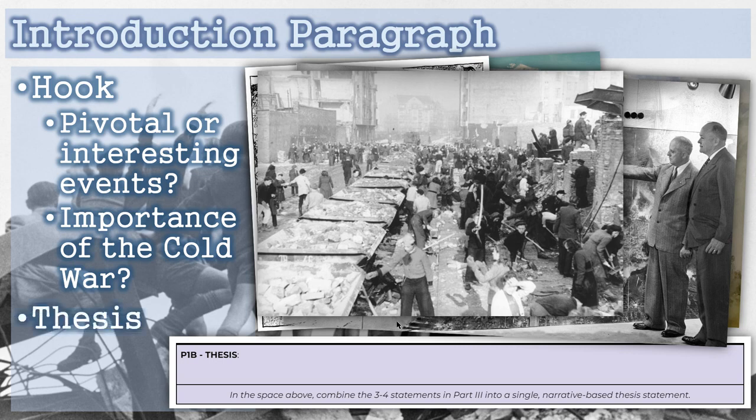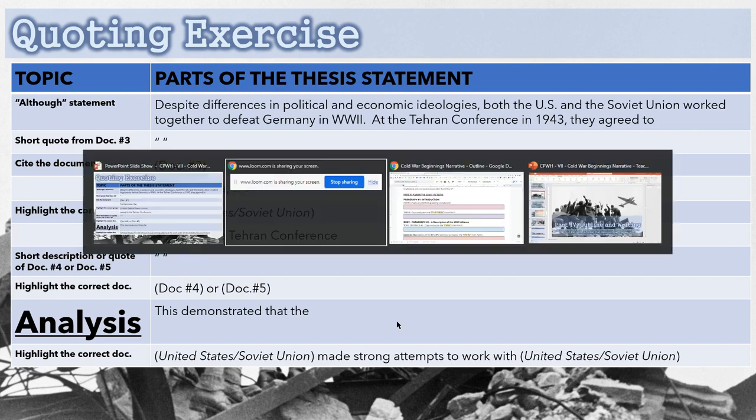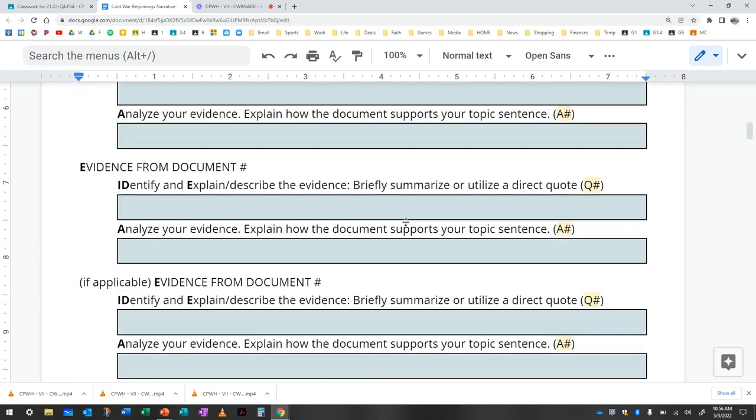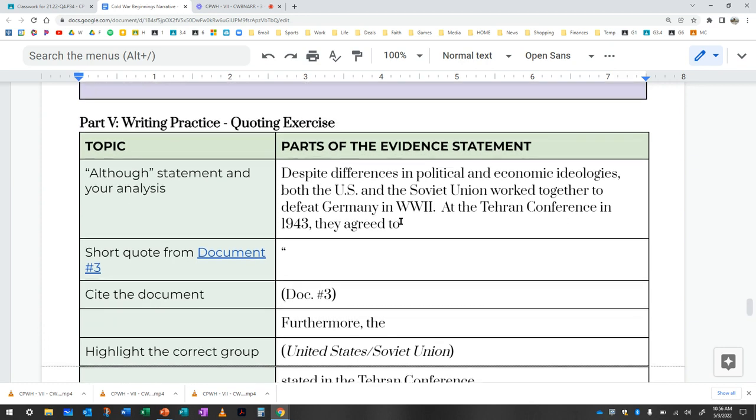The bulk of your essay, however, is going to be using evidence in order to support the argument that you're making. So we're going to use an example here, document 3 and then document 4 or number 5. So that next part you have in the assignment is a quoting exercise. And you actually will need to go all the way down. So scroll down to the end and the bottom. There's a writing practice quoting exercise that's listed at the bottom.